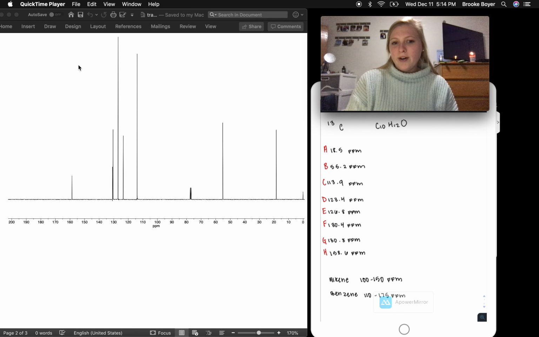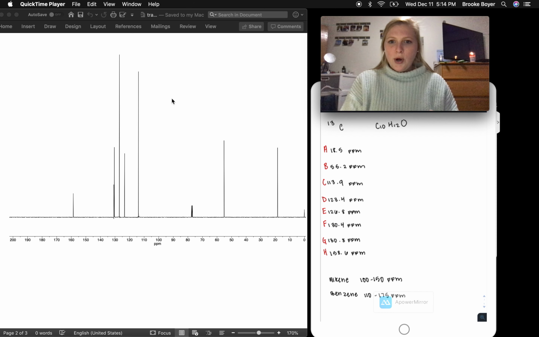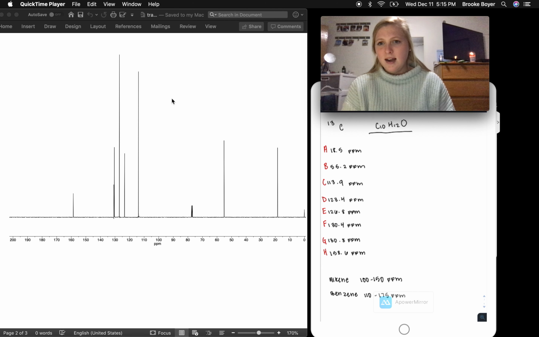So right now we are looking at the carbon-13 NMR on our left. What I did was write down all the chemical shifts and what the carbon NMR tells us. At first glance, there are 8 unique carbons since there are 8 different peaks. As you remember from the last video, the molecular formula is C10H12O. Since there are 8 unique carbons and 10 total in our compound, that means there's going to be symmetry.